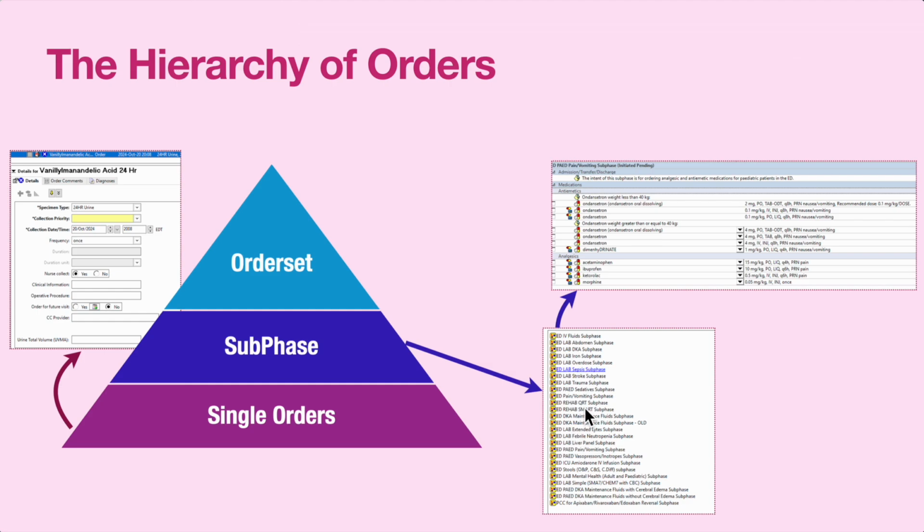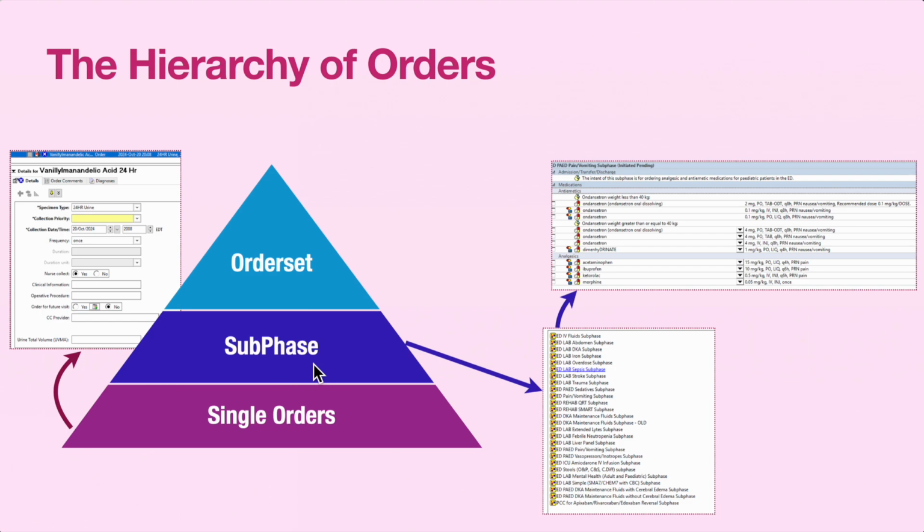Here's an example. This is a pediatric abdominal pain and vomiting subphase. So you have multiple antiemetics that you can use, predetermined dosages for them, predetermined timing to make life easier for you so you don't have to go and edit each one of those orders. But it also has the common analgesics, whether it be acetaminophen, ibuprofen, ketorolac, or morphine.